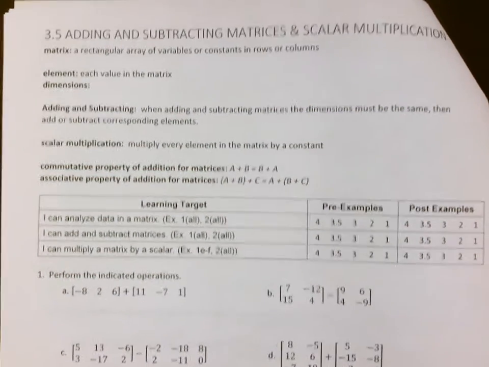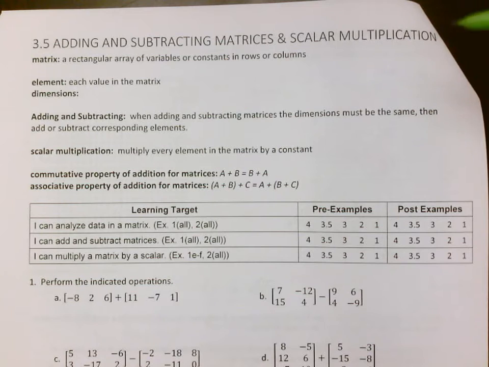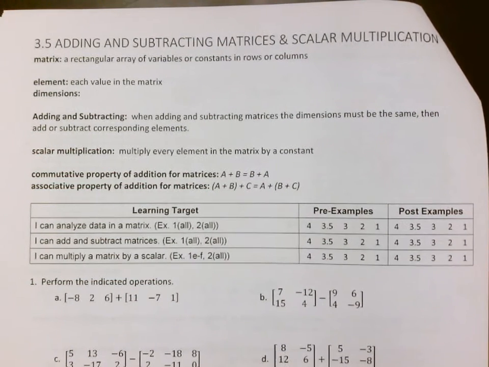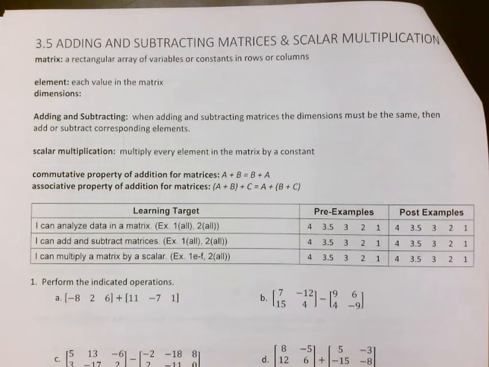Okay, so this video is about 3.5 adding and subtracting matrices along with scalar multiplication. So a matrix is a rectangular array of variables or constants in rows or columns. The element is each value in the matrix.